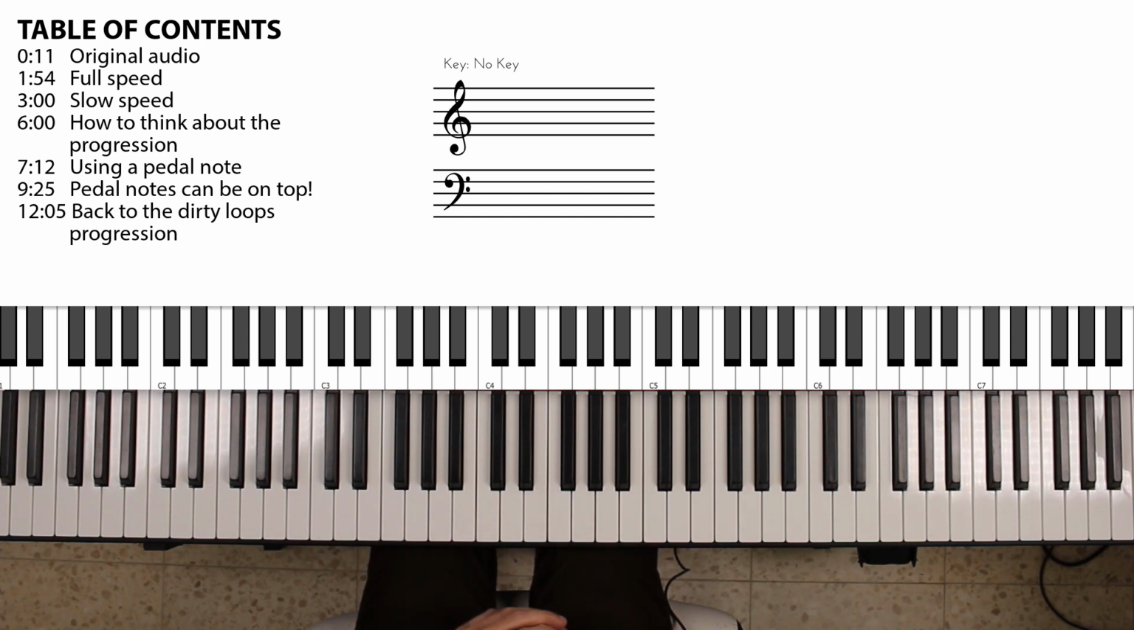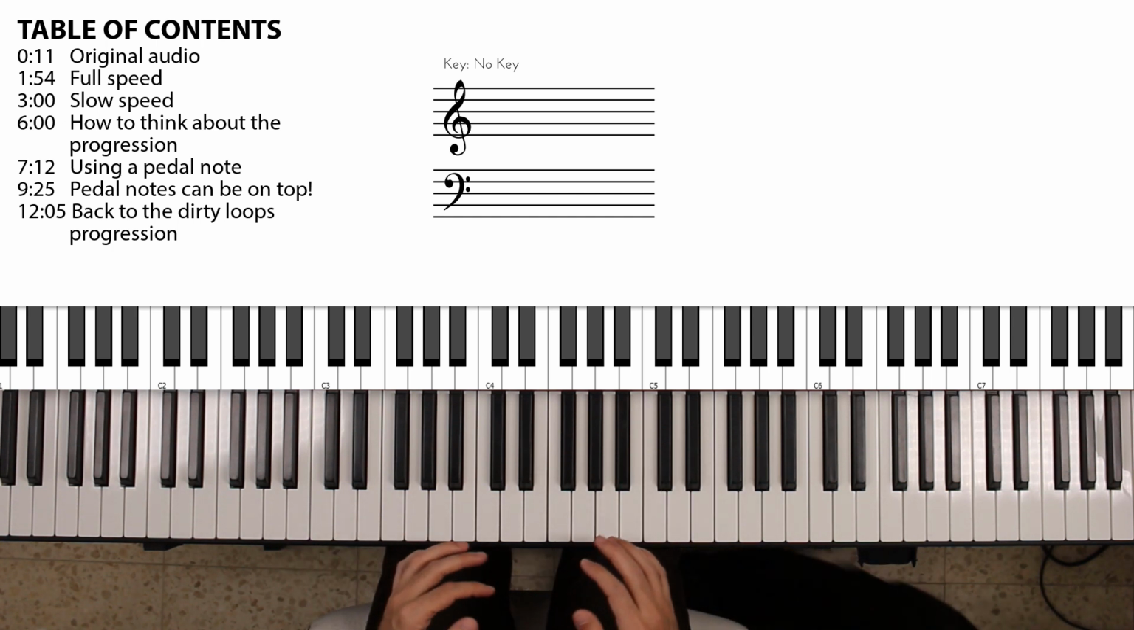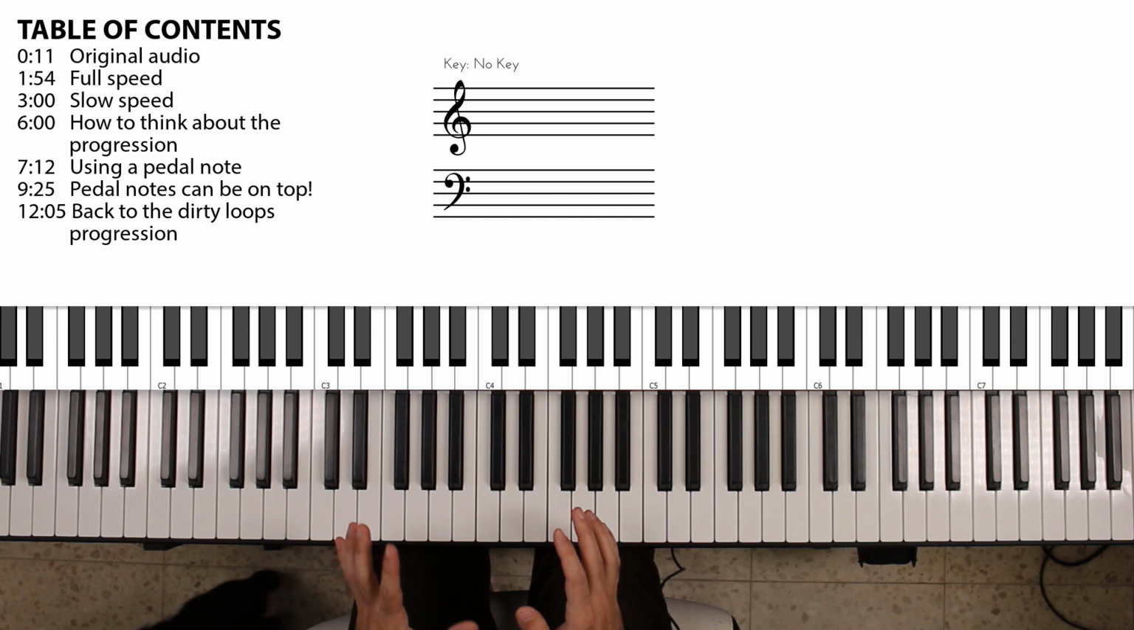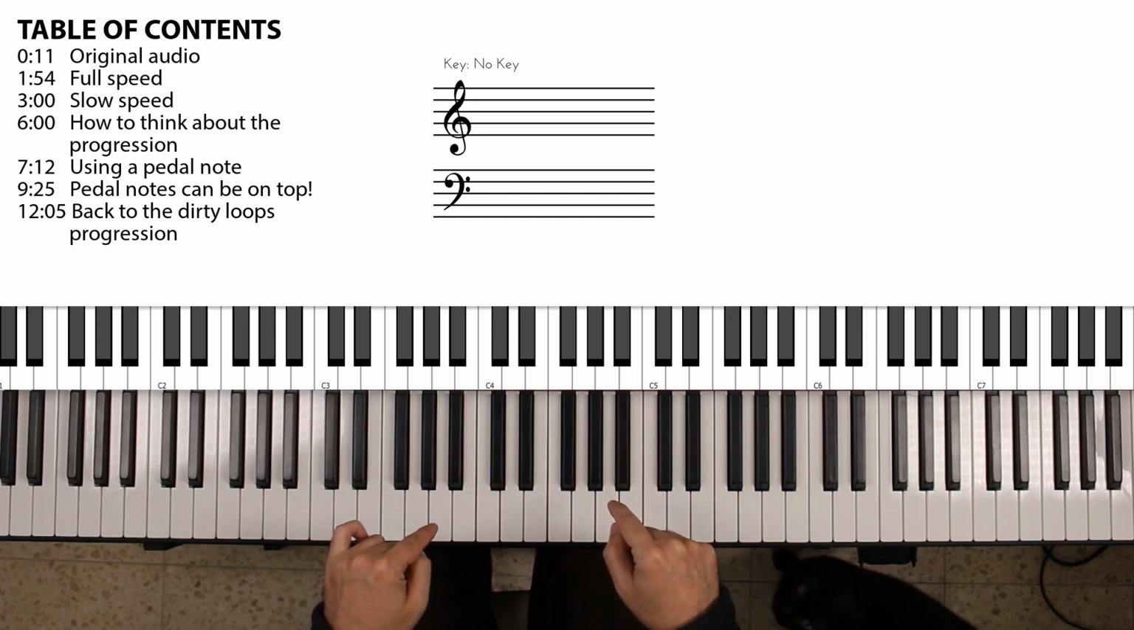This video is going to be divided into two parts. In the first, I'll go over the chords in the progression, first at normal tempo and then slowly. I've transcribed Jonah's playing, and you can find a PDF with the transcription and the chord names in the video description down below.